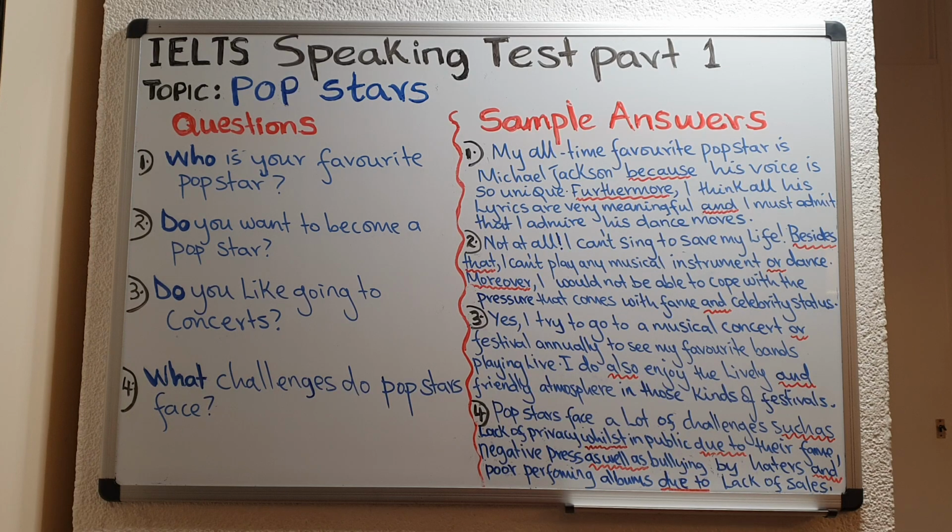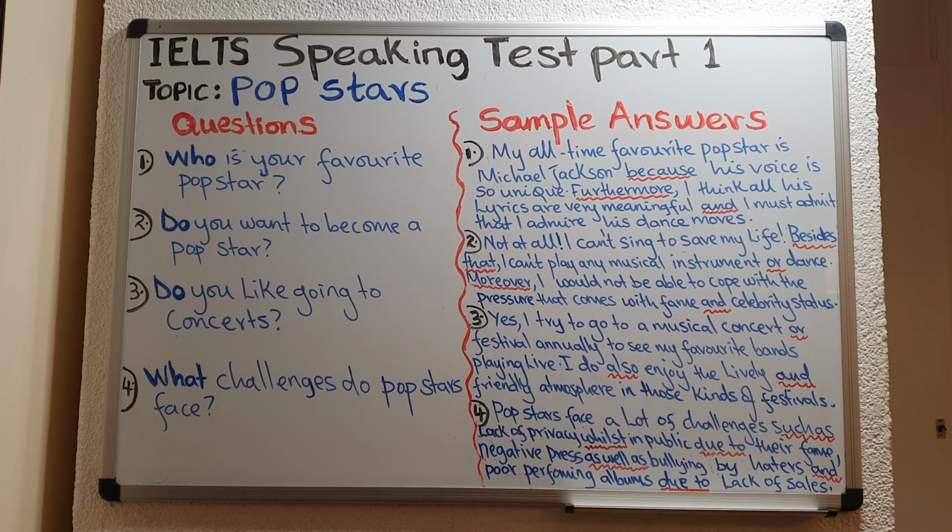I can't sing to save my life. Which means that you have absolutely zero singing talent. Besides that, see, we have our first connector. The second reason is that I can't play any musical instrument. And then to introduce the next reason as to why I would not want to become a pop star, I have used another linking word, which is or. So another reason is that I can't dance.